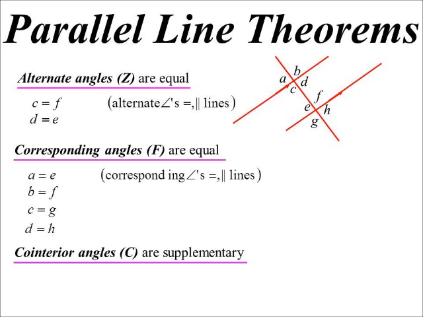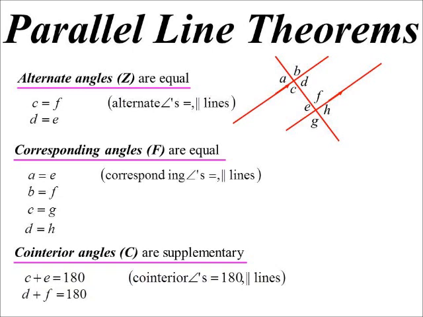That leaves us with co-interior. These are the ones that form a C. They're not equal. They're the ones that are supplementary, and that's a correct use of the word supplementary because we are saying two angles that add up to give 180. So C plus E would be 180. D plus F would be 180, and I don't actually use the word supplementary because I think it's quicker to write equals 180. So co-interior angles equal 180.